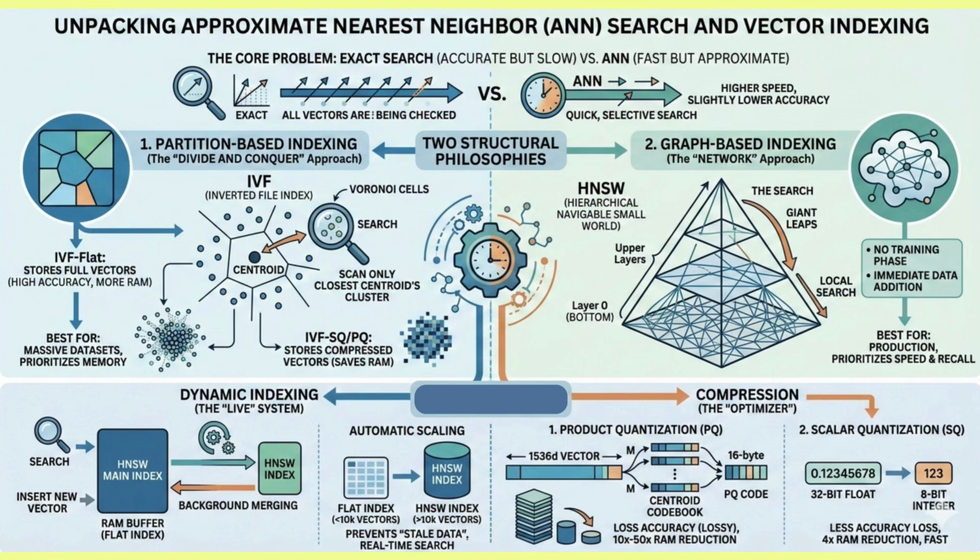Third would be automatic scaling. Some systems, like Weaviate, start a collection as a flat index since it's fastest for small data. Once the collection hits a threshold, like 10,000 vectors, the system automatically promotes it to an HNSW index in the background. Now you might ask about the key benefit. It prevents stale data. In older systems, you had to rebuild the entire index to see new data. Dynamic indexing makes new data searchable in milliseconds.